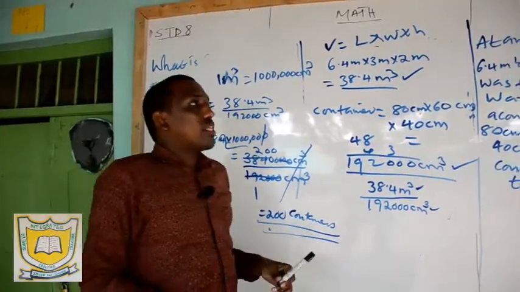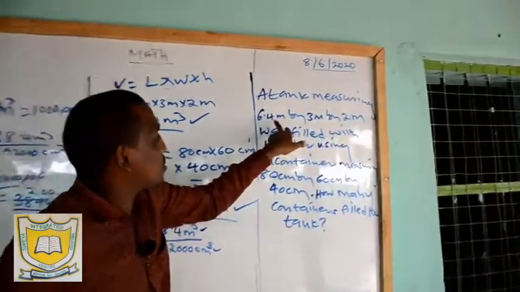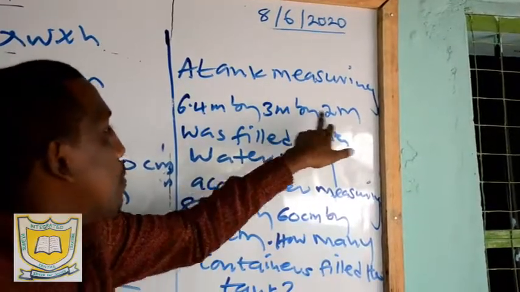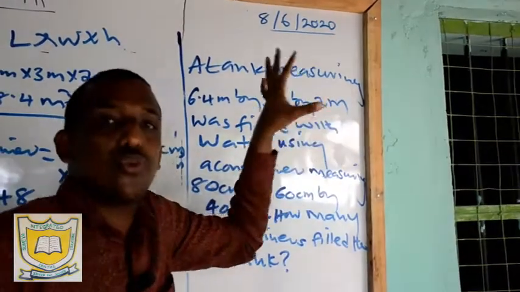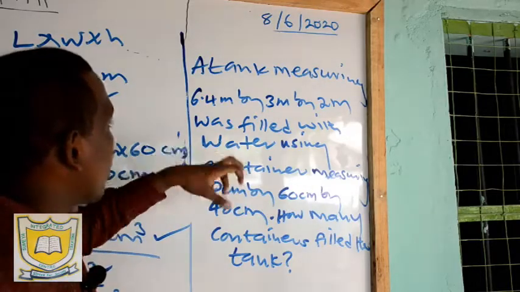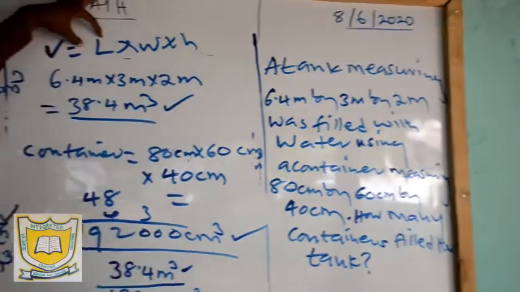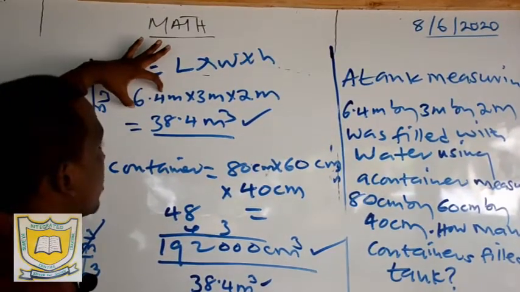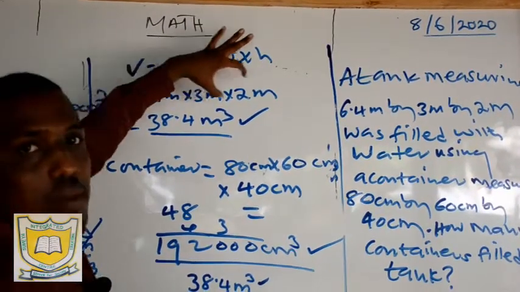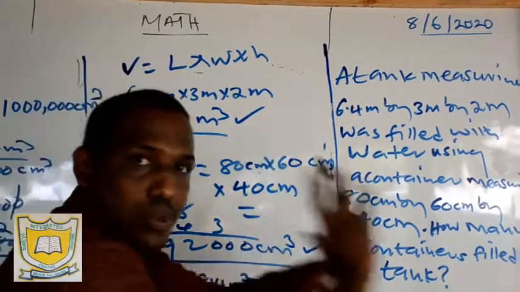Now you are told there is a water tank measuring 6.4 by 3 meters by 2 meters. You will get the volume of the rectangular water tank, the bigger one. You say length times width times height. This is the formula. Length times width times height, 6.4 by 3 by 2, you will get 38.4 cubic meters.